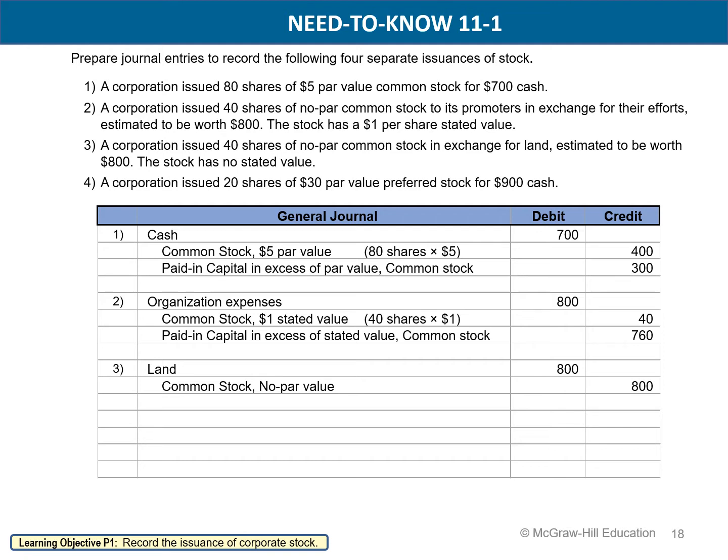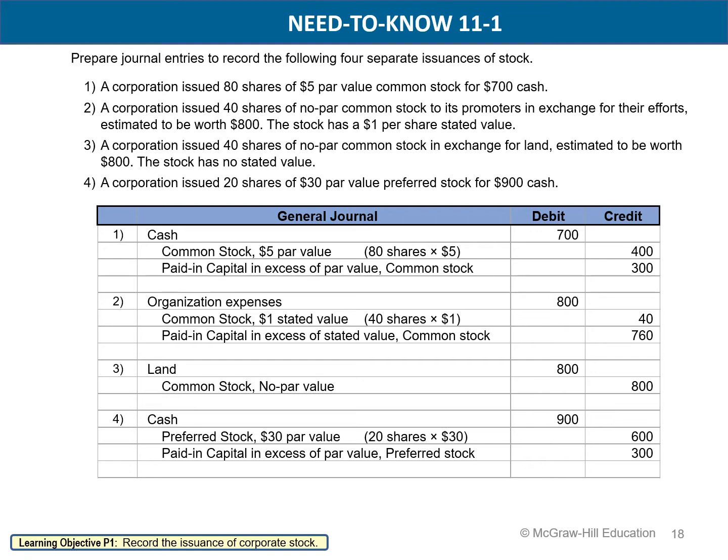Then number 4, the corporation issued 20 shares of $30 par value preferred stock for $900 cash. Well, we're going to have a debit to cash for $900. They tell us that there's 20 shares of $30 par value preferred stock. So you're going to credit preferred stock $30 par value equal to 20 times 30, 20 shares, $30 par, that's $600. And then the difference goes to your paid-in capital. Okay?